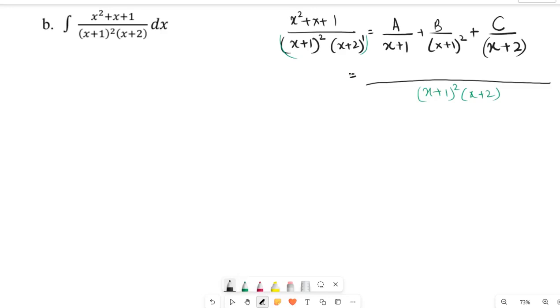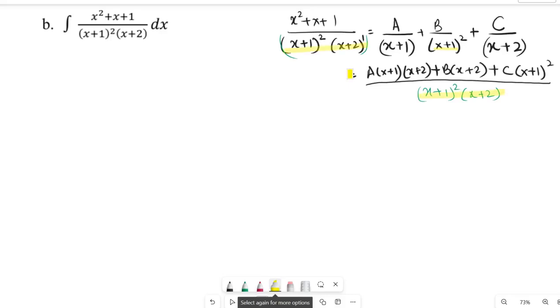What do I multiply A with to get the common denominator? We have to make the same thing. So we have to multiply one factor of x plus 1 and one factor of x plus 2, plus B. For B here, we already have (x plus 1) whole squared, so we only need to multiply it with x plus 2. For C here, we have x plus 2 in the denominator, so we'll have to multiply with (x plus 1) whole squared. Comparing the left hand side and the right hand side, we have the same denominator. That means the numerators should be the same.